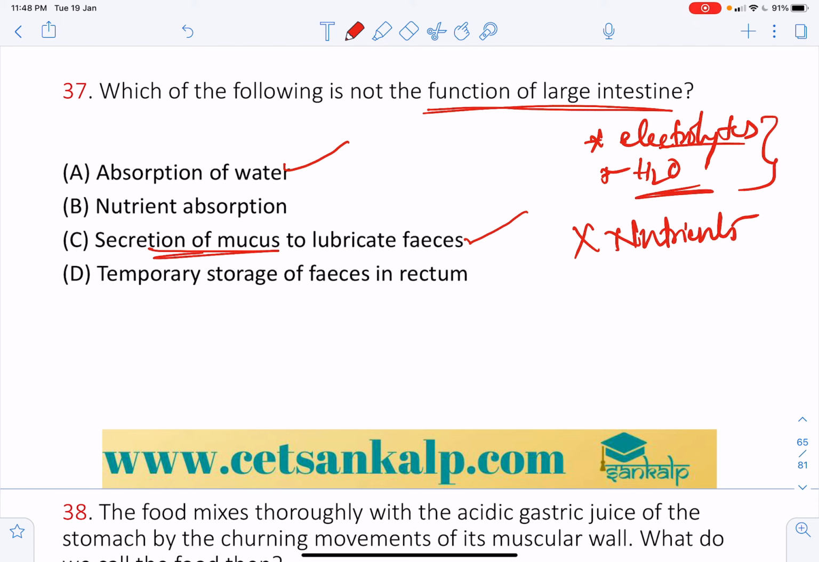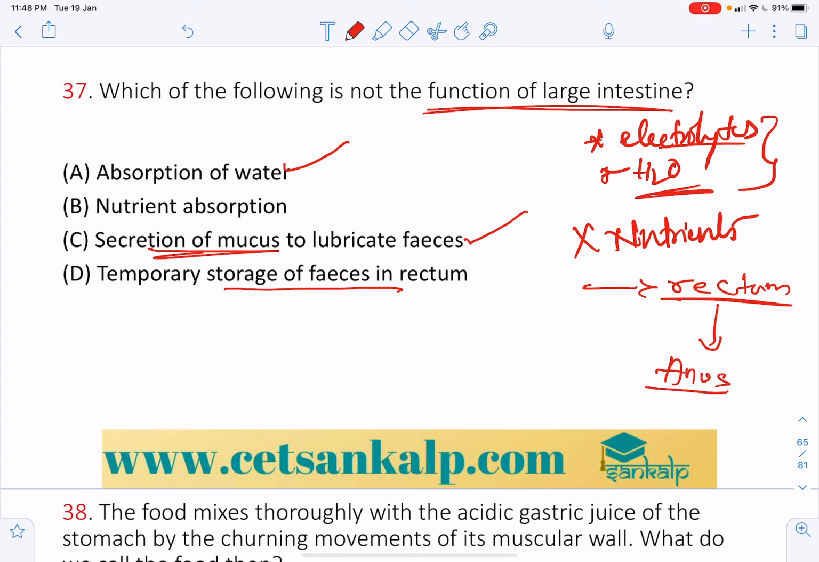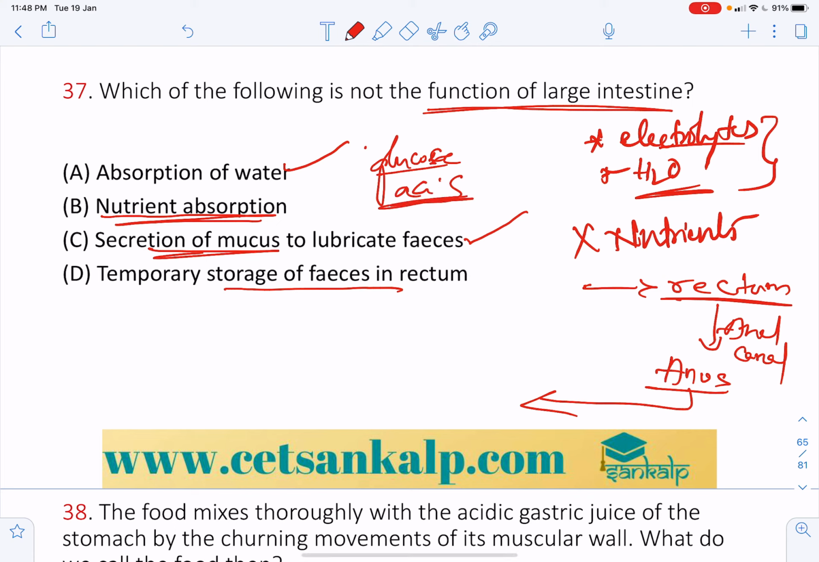It stores that temporarily, and then the digested waste is going to move into the rectum where it will be temporarily stored, and finally that will be eliminated through the anus, passing through the anal canal. So here, no nutrients will be absorbed. That means digested food like glucose and amino acids won't be absorbed.